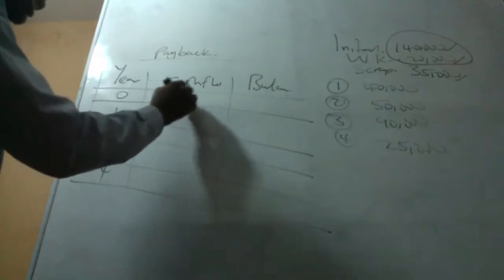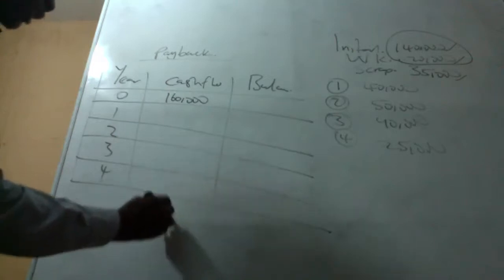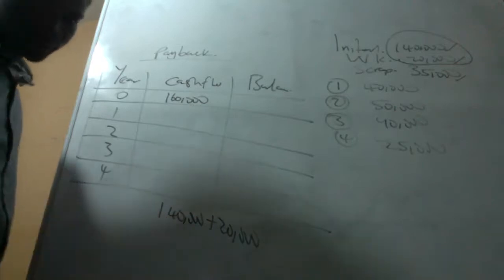Okay, so that's fine. The cash flow for year 0 is the initial outlay. But here, take note: if there's any working capital, for the normal payback period, working capital should be provided at the start of the year. We'll go there. So you add it to the initial capital, making what? 160,000. Good. So the 160,000 is equal to the 140,000 plus the 20,000.